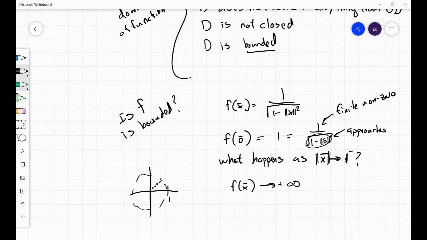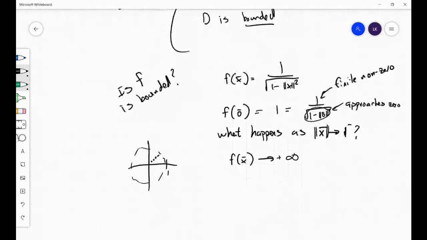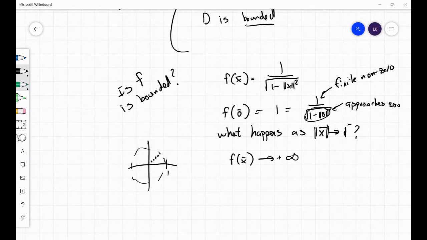So the value of the function blows up. Okay, so is the function bounded? No, right? The values of the function, the range of the function, if you use the correct terminology, is not contained in a finite volume. So no, the function is not bounded.